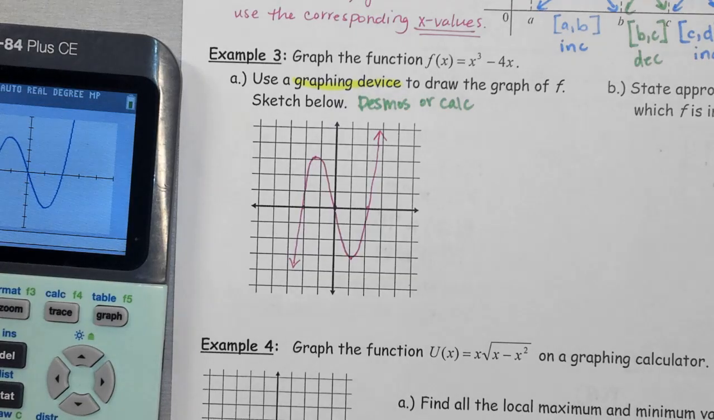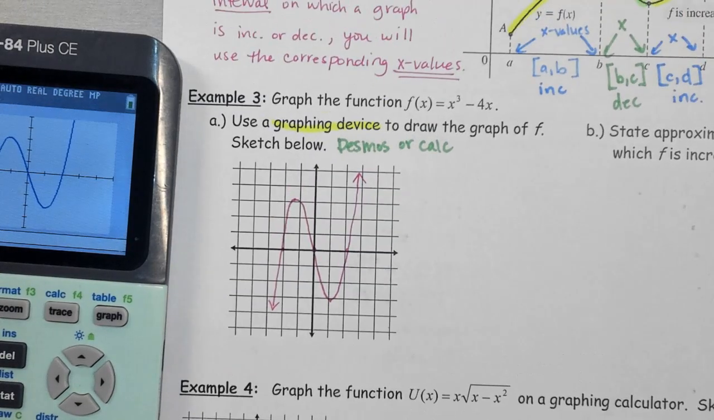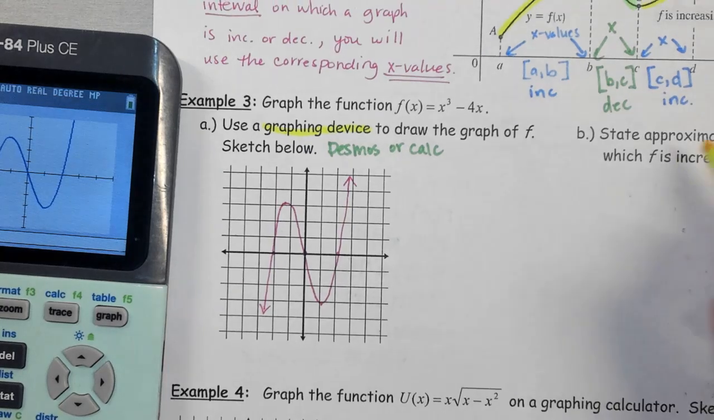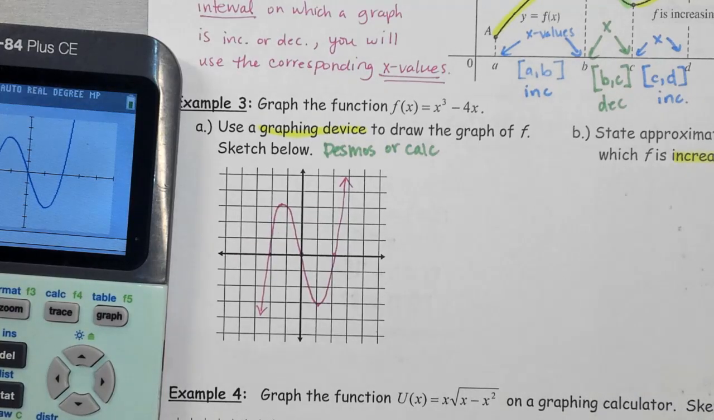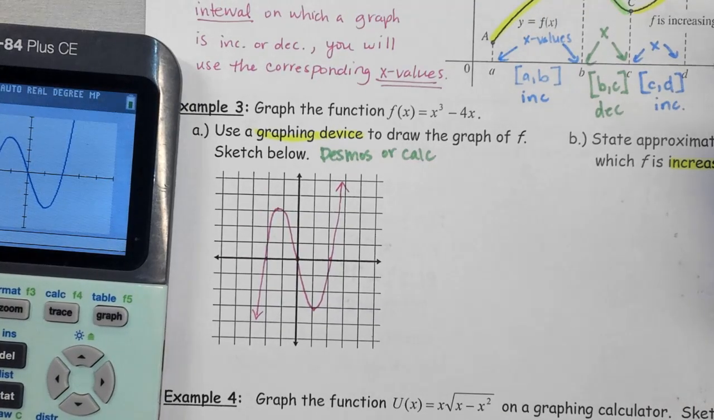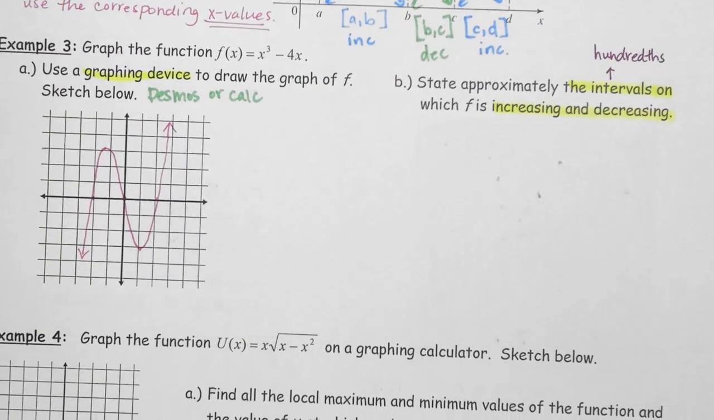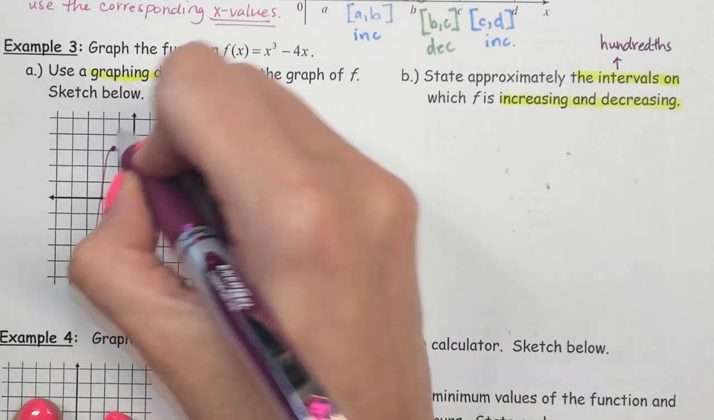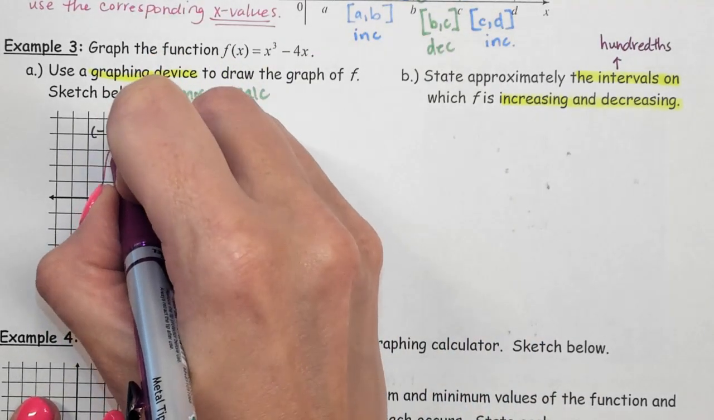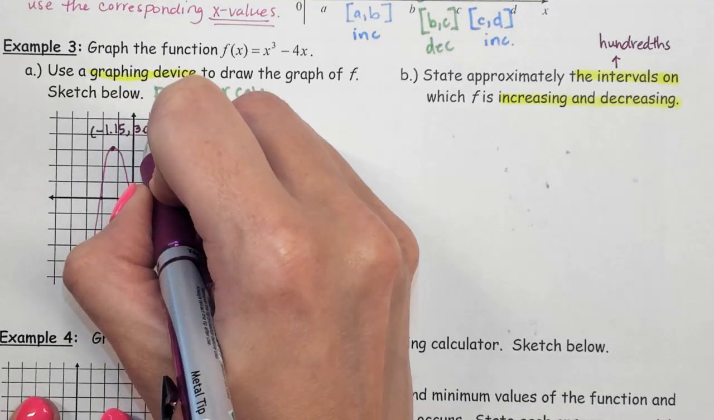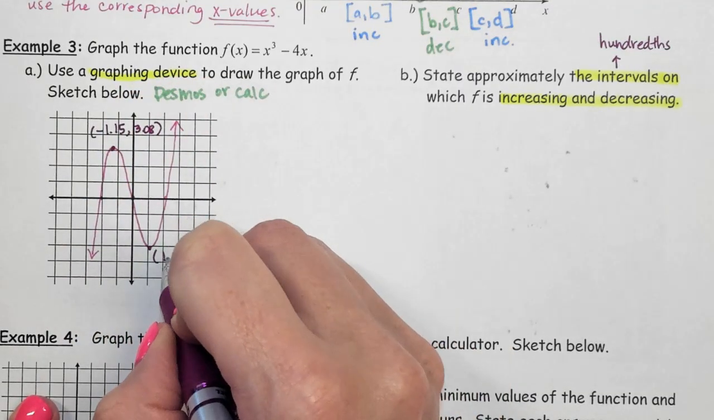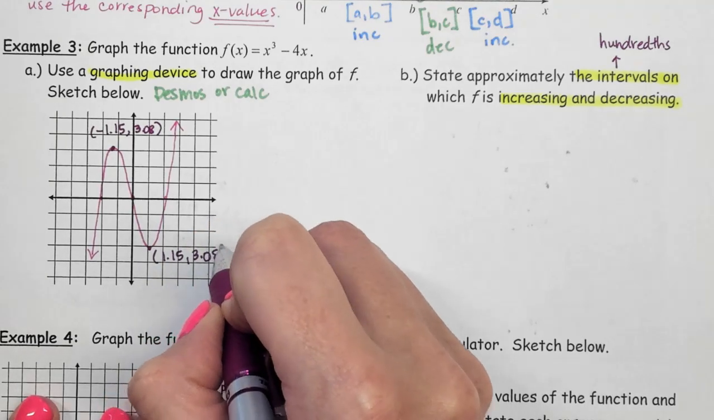All right, and then from there, we're going to state the intervals, and whenever we're estimating today, we are going to round to 2 decimal places. Okay, so the hundredths place is what we're going to round to. So we could see that this was negative 1.15, 3.08. We could see that this is 1.15, 3.08.